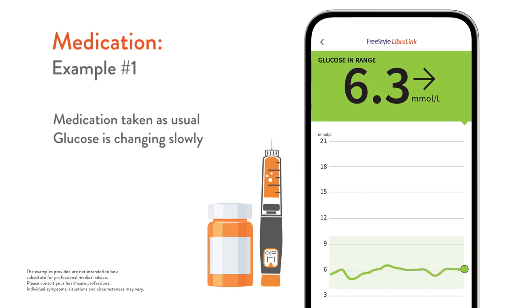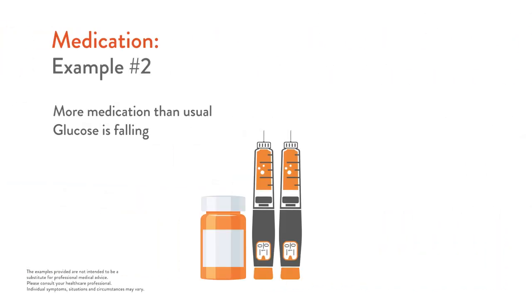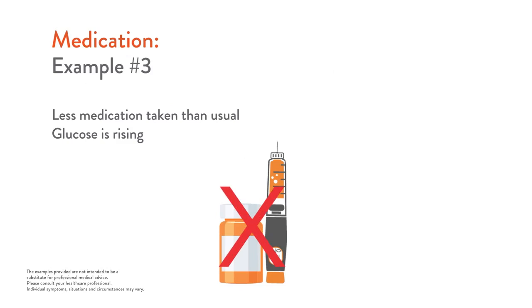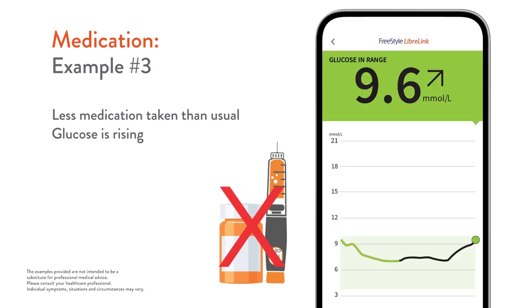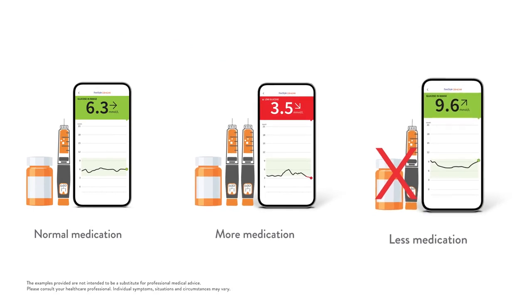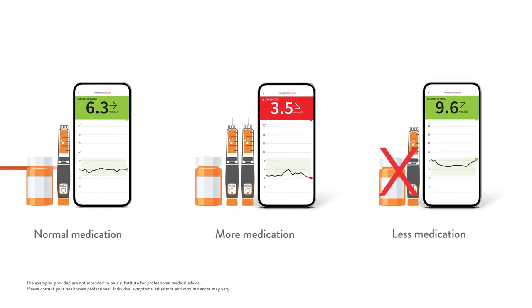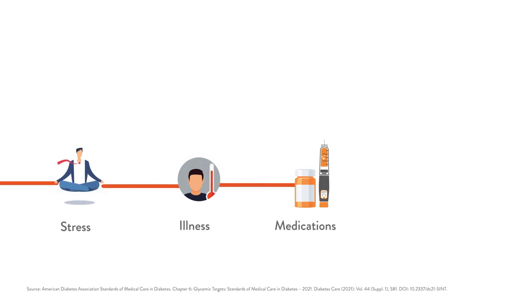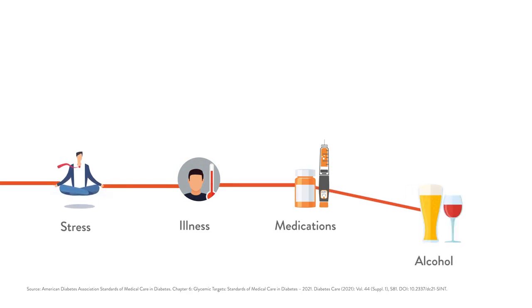The next day, you take more medication than required. You scan and you see that your glucose is falling and below target range. On a different day, you forget to take your medication. You scan and your glucose is rising. See how taking the right amount, too much, or not enough medication can change your glucose? Did you know stress, illness, and certain medications can raise your glucose readings, while alcohol can lower them?